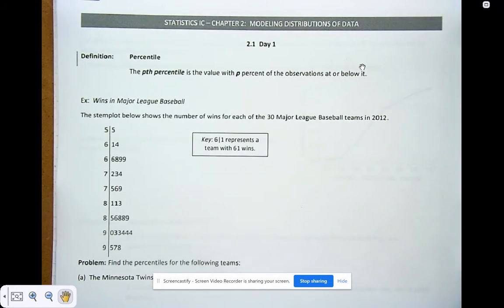Okay, so we're going to move into section 2.1. And again, I always recommend that you guys read the textbook. It's super helpful, gives you some context. But the notes should do the trick as well.